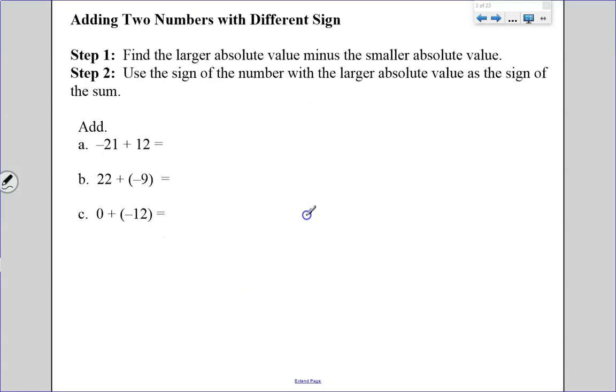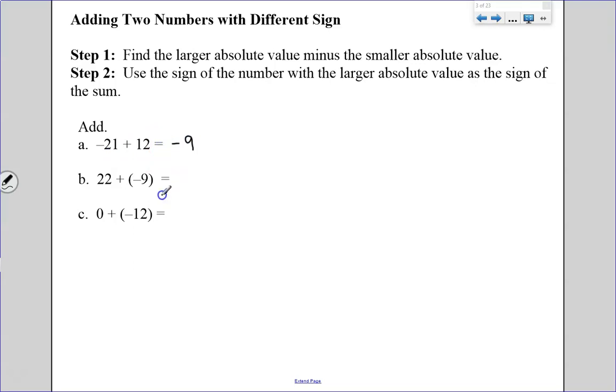Now, what happens if you have different signs? Well, if you have different signs, you're going to find the difference between the two quantities and use the sign of the larger quantity. For example, in this one, I have a negative number added to a positive number. So I need to find the difference between 21 and 12, which would be 9. The larger quantity is 21. It's negative, so my answer would be negative.